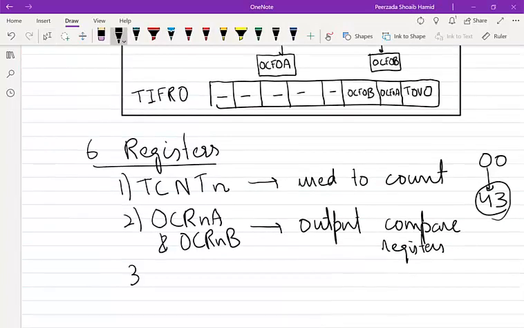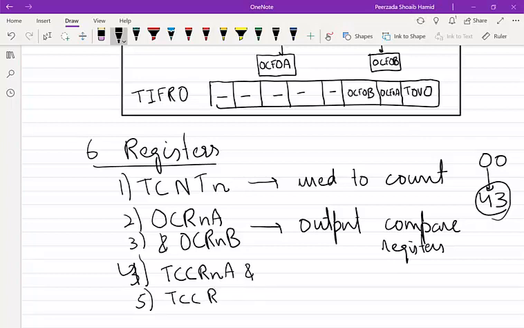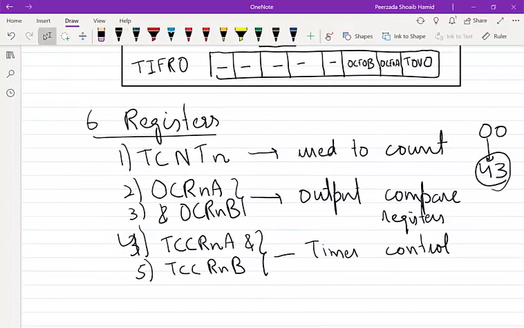Similarly, we have control registers, 2, and this was 3, this is 4. 4 will be TCCRNA, and TCCRNB. Again we call them timer control registers. These are used to actually start the timer, to set a timer mode and other things, and also to decide whether to use the timer as a timer or as a counter.